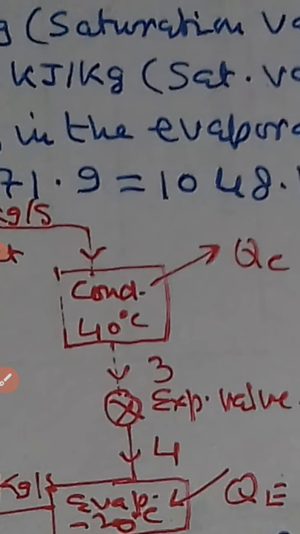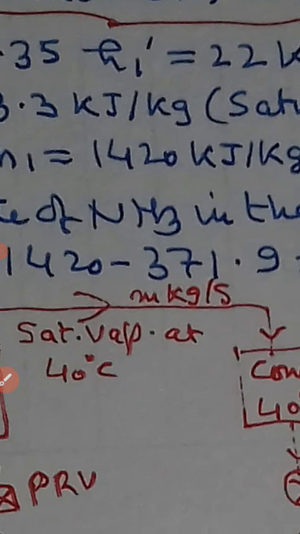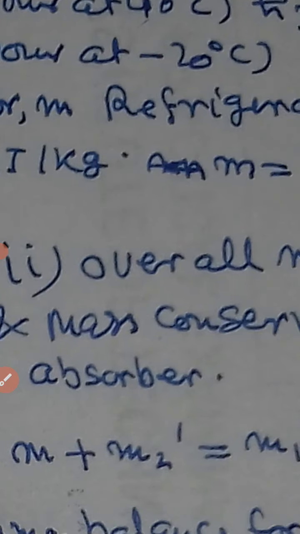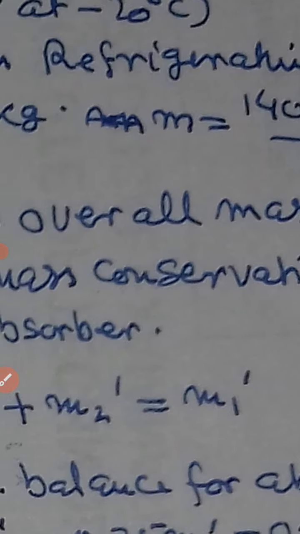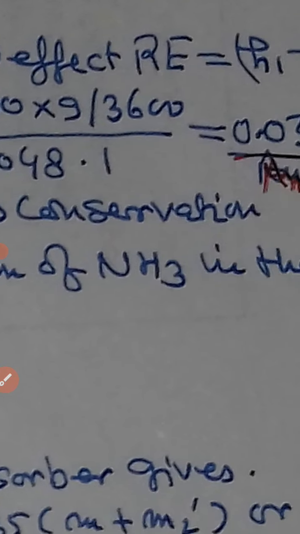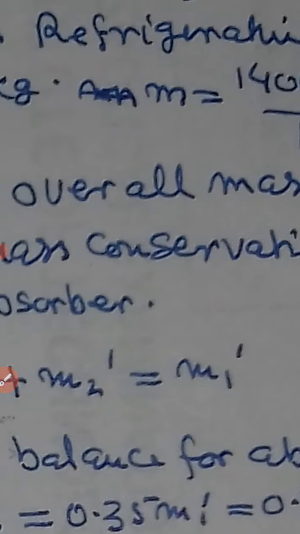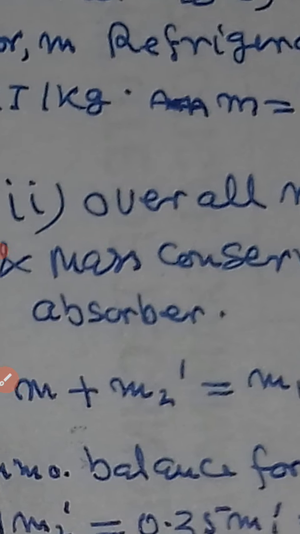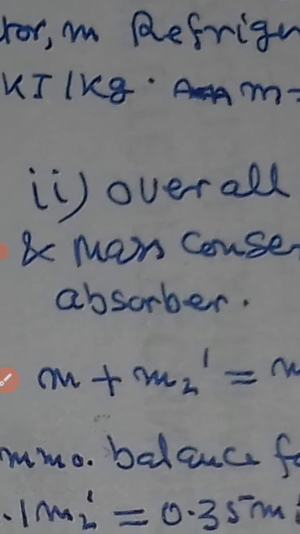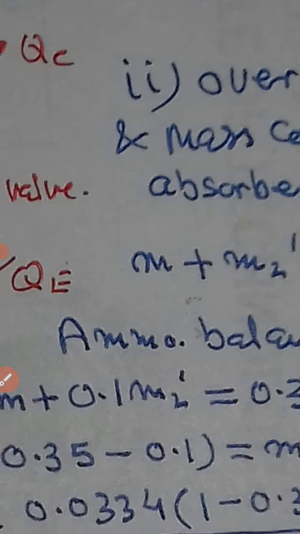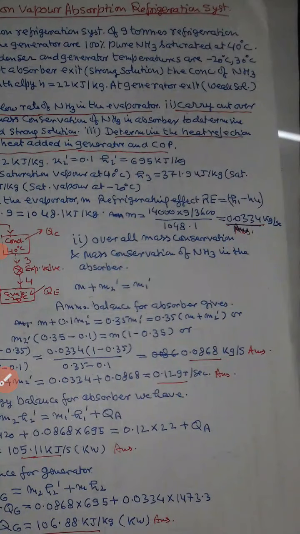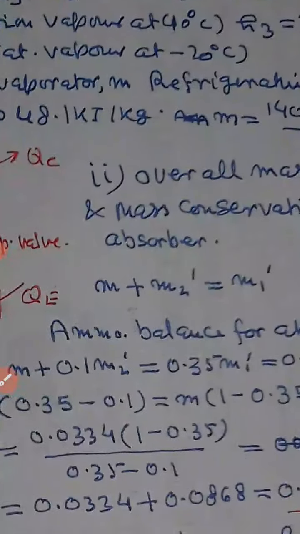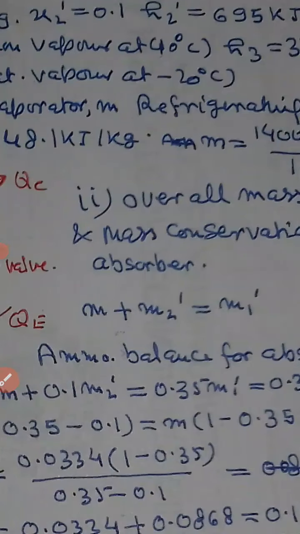Now the second part. I want to explain to you the overall mass conservation and the mass conservation of ammonia in the absorber. So that will be given as m plus m2 dash is equal to m1 dash.